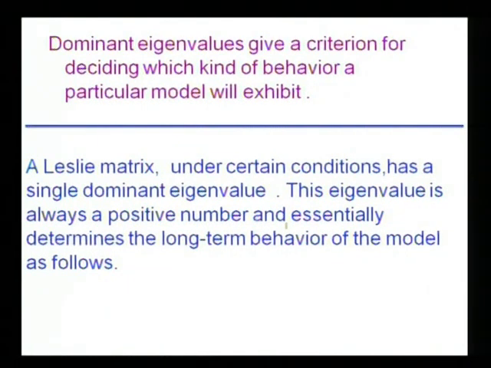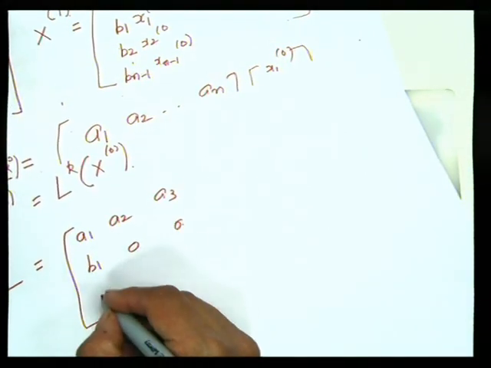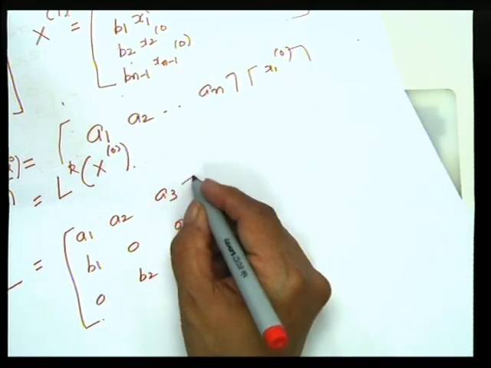This is the basic theorem that we use for this. A Leslie matrix under certain conditions has a single dominant eigenvalue. This eigenvalue is always a positive number and essentially determines the long-term behavior of the model. Let me show you how we can prove that a Leslie matrix has a dominant eigenvalue. Let us write a small size Leslie matrix. Let us write A1, A2, A3, B1, 0, 0, 0, B2, 0. Let us take this matrix.